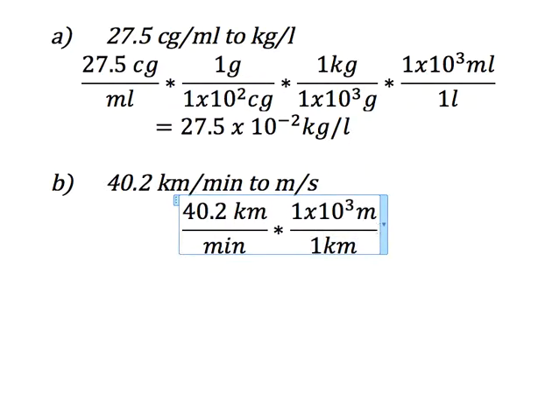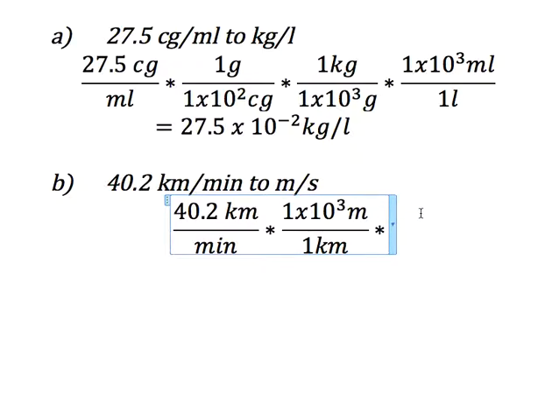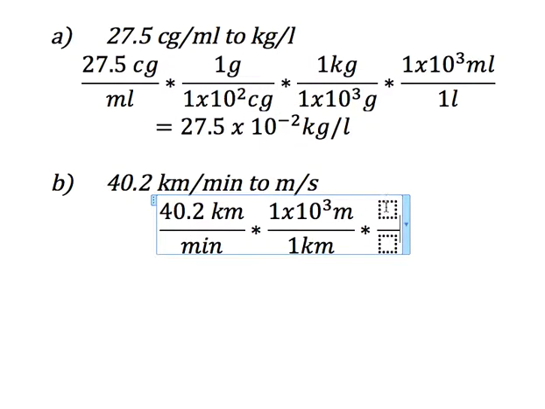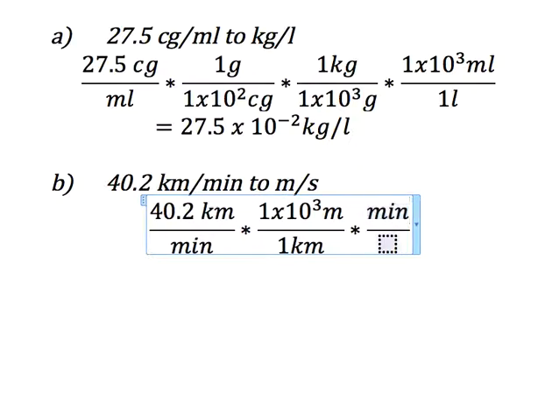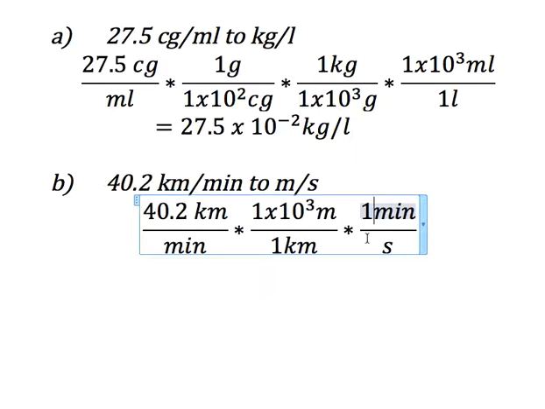Now I've got my top unit changed the way I need it. Now I need to get the bottom. Since minutes are on the bottom, I need to put minutes on the top of the next conversion factor. So I'm going to put minutes here, and what I want is seconds. If we think about it, 1 minute is the larger unit, and it takes 60 seconds.